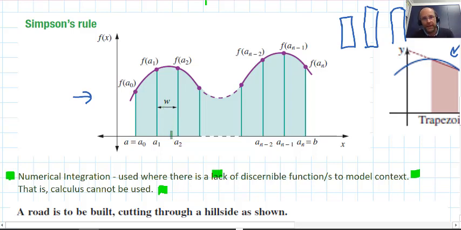It doesn't follow any function. So that's where we would use this. And in some cases, Simpson's Rule does an excellent job. In most cases, provided we've got sufficient strips and so on, we come up with a good approximation most of the time with it.